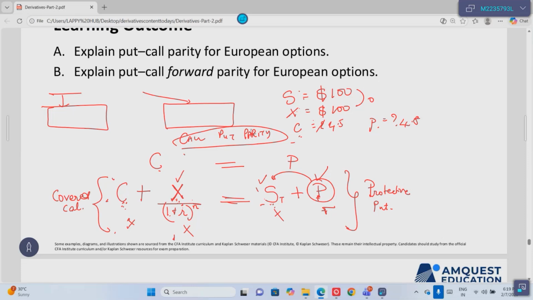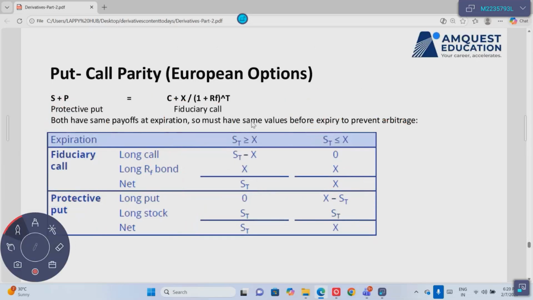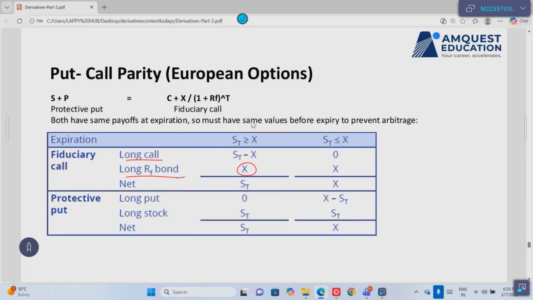So when I use a put call parity model, I have, like I told you, 4 positions. One is a long call and a long bond. Bond is nothing but the exercise price, which I gave today and will get $100 later. This is the exercise price of the bond. And protective put, I have long put and long stock. This is where we are protected at the protective put level.